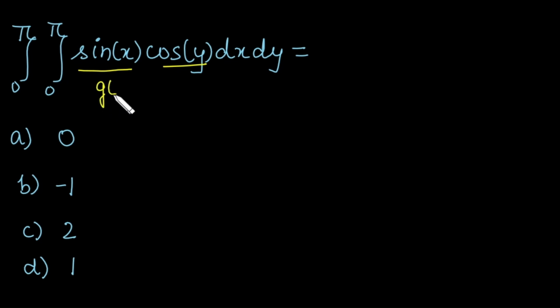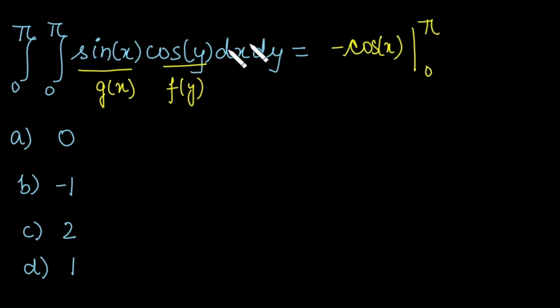हैं, वन एज अ फंक्शन ऑफ एक्स एंड अनदर एज अ फंक्शन ऑफ वाई, तो हम इंटीग्रल को एक साथ सॉल्व कर सकते हैं प्रोवाइडेड लिमिट्स आर कांस्टेंट. So let's apply that result. Integration of sine x is negative of cos of x and the limit of x is 0 to pi. Integration of cos y is sine of y. Limit of y is 0 to pi.